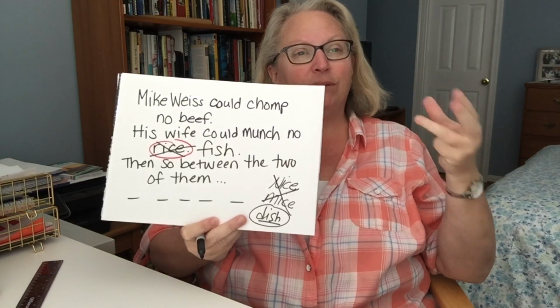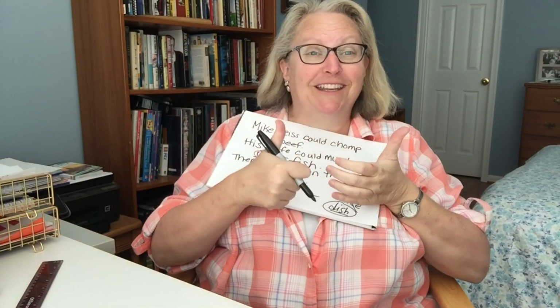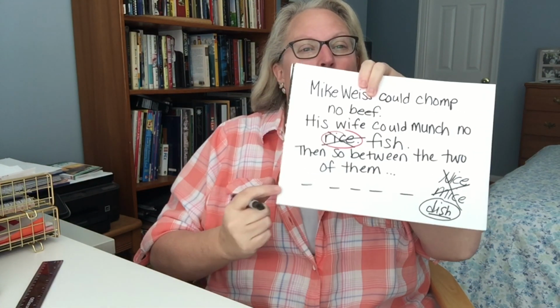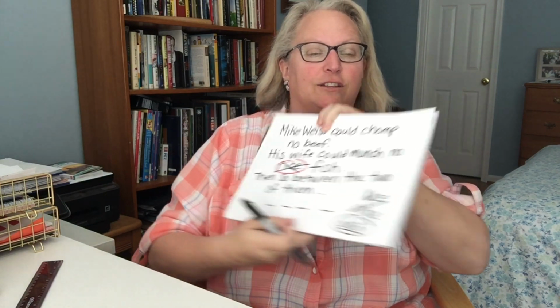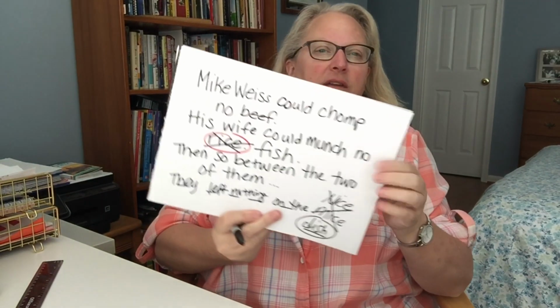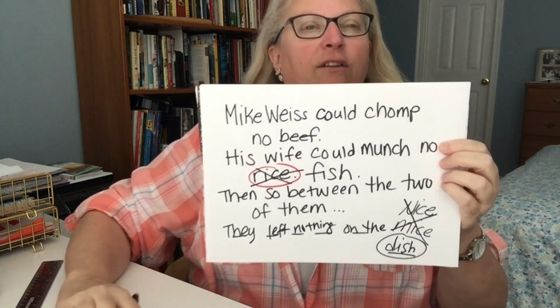They picked the platter clean is 6 syllables. I've already got one here with dish, so I'm trying to get 5 syllables. So what could I do to say that they had nothing left? Oh, maybe I could even use the word nothing. Then so between the two of them, they left nothing on the dish.